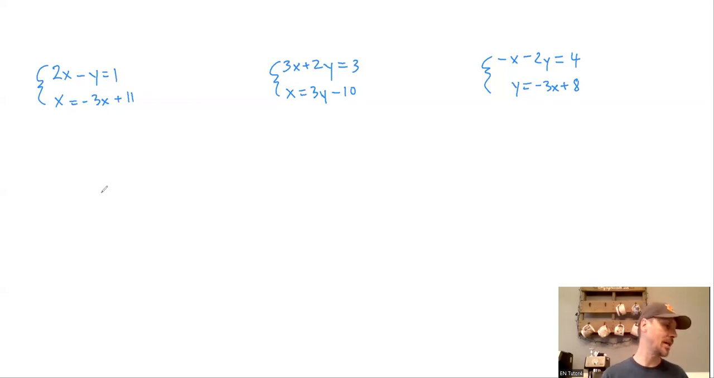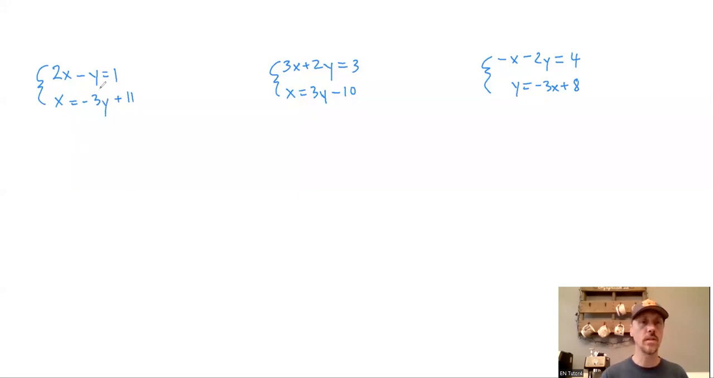And I just realized I had a typo. So that first equation shouldn't be, this second one shouldn't be x equals negative 3x. It should be x equals negative 3y. So let me fix that. All right, so here we go.